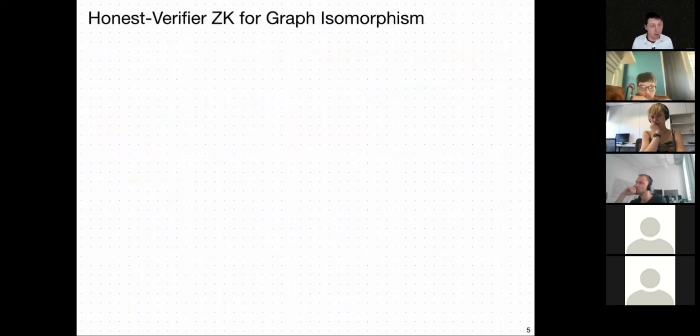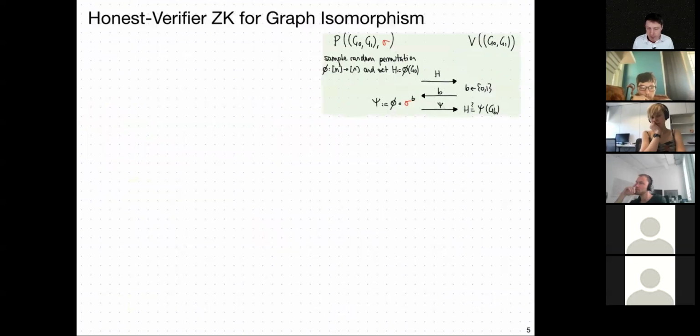All right, so now we go back to the protocol. Here it is, I've copied it up here at the top. That's the protocol we saw. And our goal now is to prove the claim that this interactive proof satisfies the honest verifier zero knowledge definition from the previous slide.